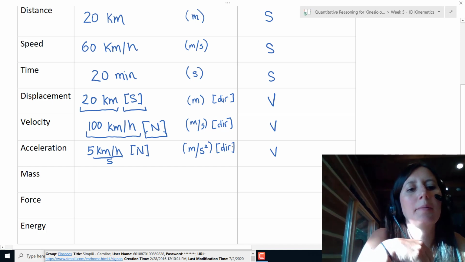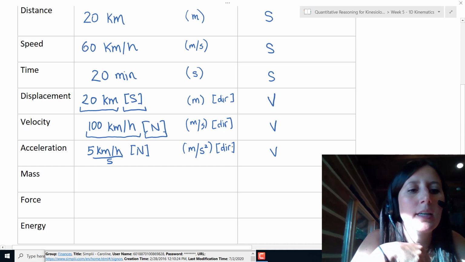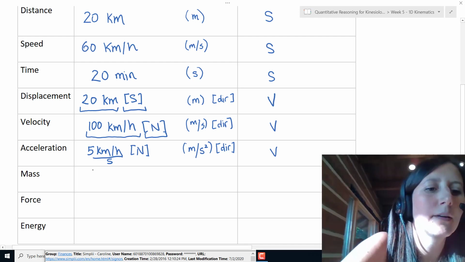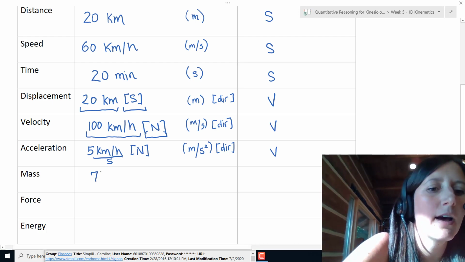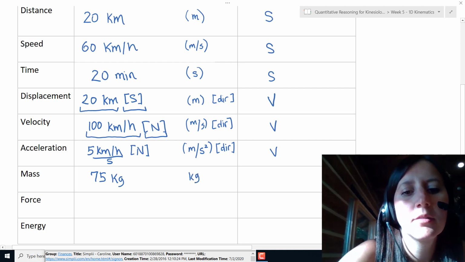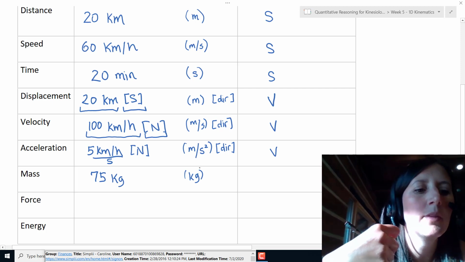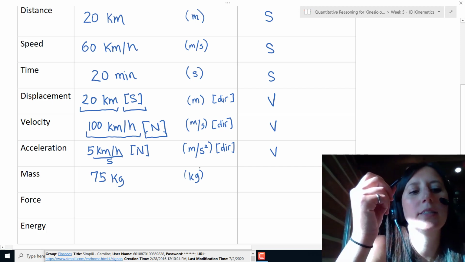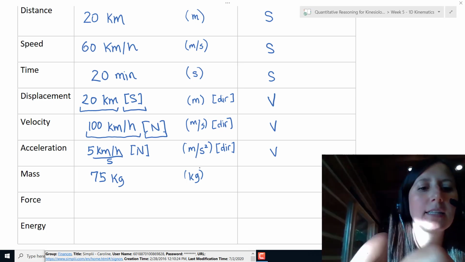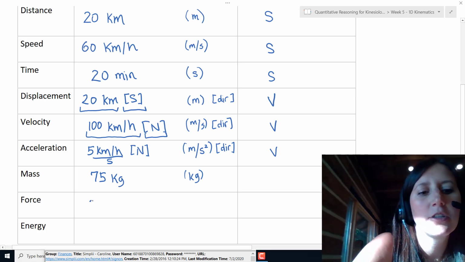Okay, all right, mass. So mass is, for example, my mass might be something like 75 kilograms. The SI unit for mass is kilograms. Force. So this would be like a force that's acting on an object. Let's say the force acting on an object is 30 newtons.